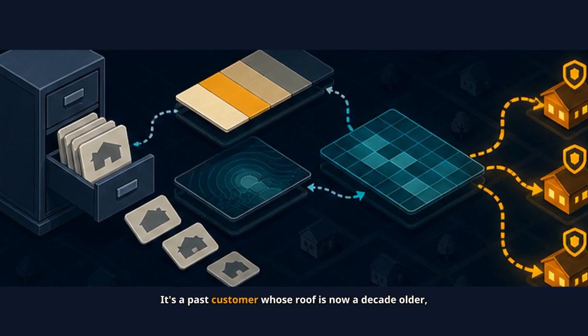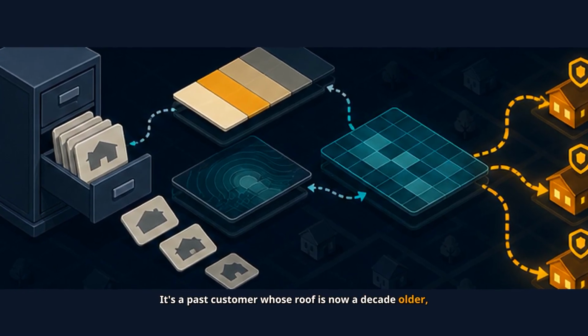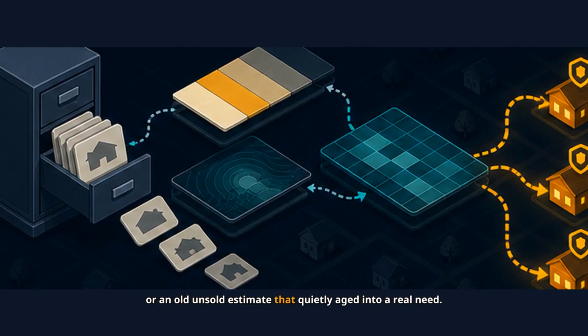Your highest converting email isn't to a stranger. It's a past customer whose roof is now a decade older, or an old, unsold estimate that quietly aged into a real need. The whole game is targeting. Emailing a homeowner whose roof you replaced 2 years ago is annoying. Emailing one whose roof is now 18 to 22 years old in a ZIP that took 2 hail events is a useful nudge.